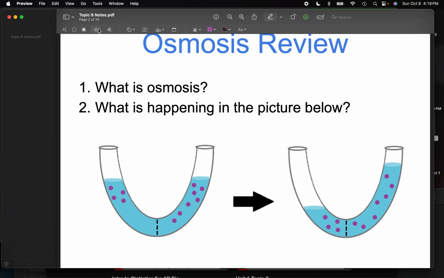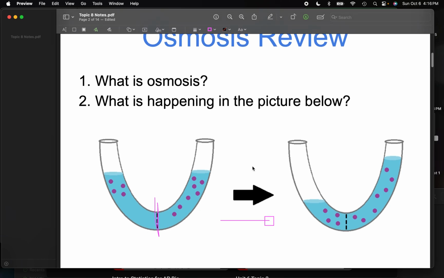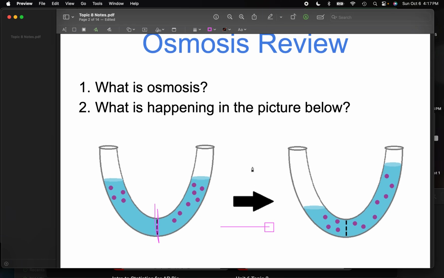Right in through right there. And we can see on one side we have a couple solutes. On the other side we have many more solutes. And over time, the water is moving from the area that only has a couple solutes to the one that has more. And what I like to think of this as is like diluting something.